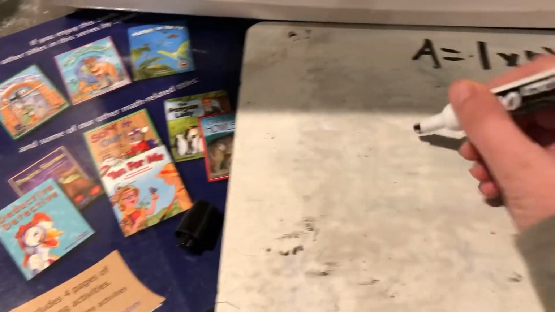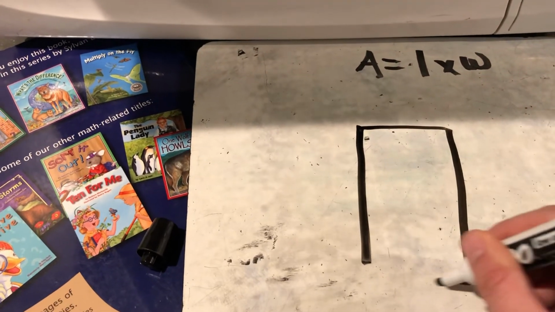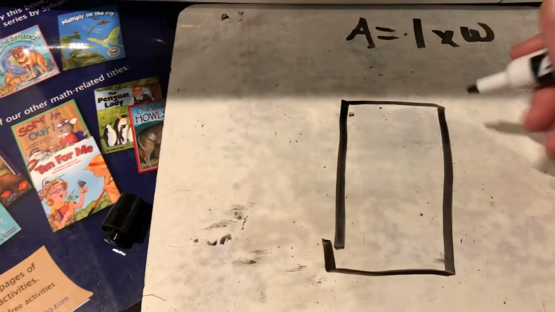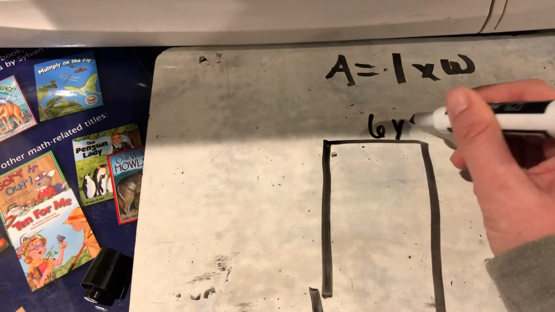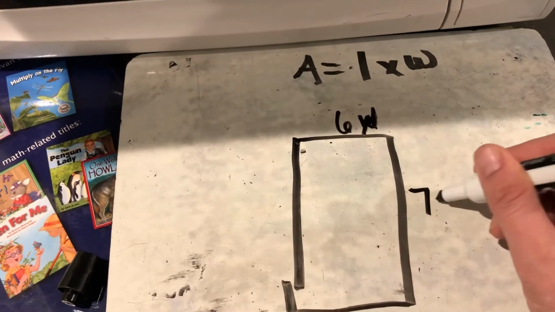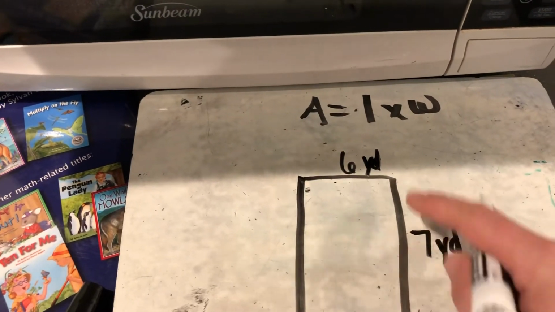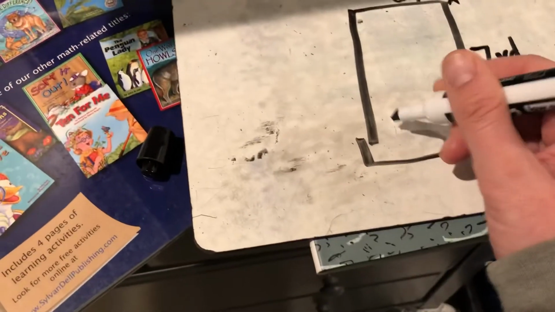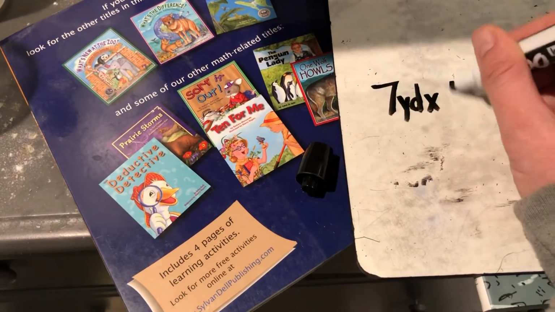All right, we're gonna do one more. Okay, sorry, my rectangles are a little off. I'm doing it one-handed. Okay, this is gonna be 6 yards. This is gonna be 7 yards. Okay, your formula is length, long ways, times the short way. So I'm gonna do 7 yards times 6 yards.